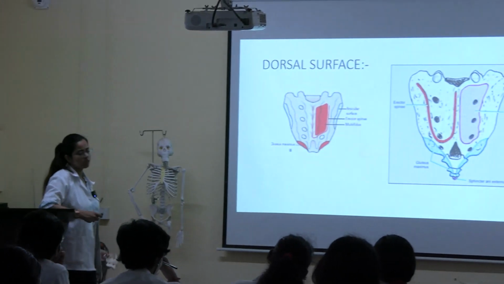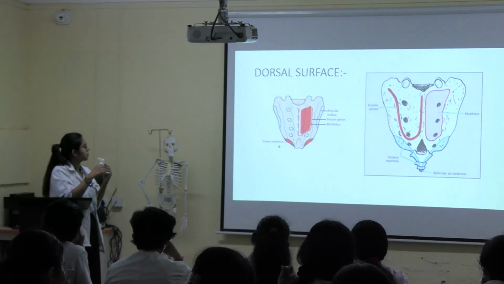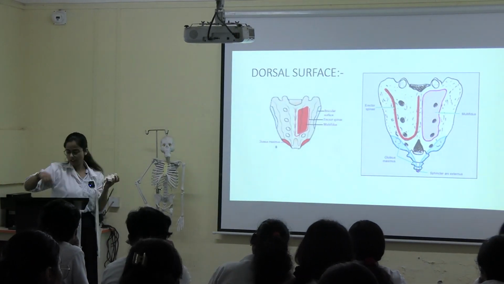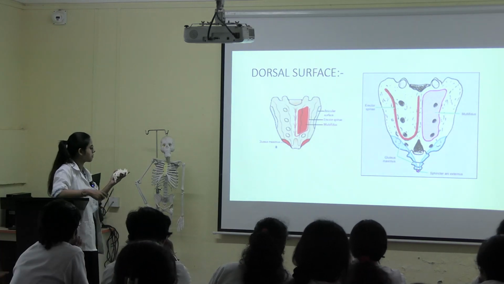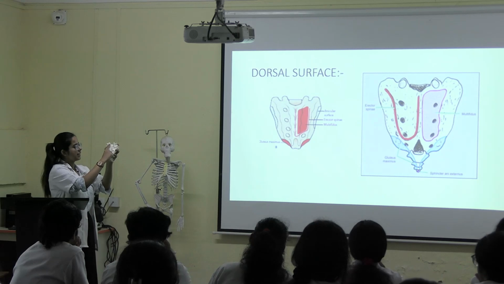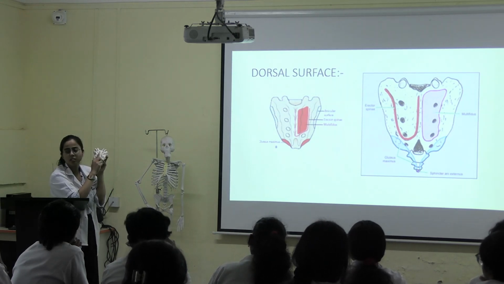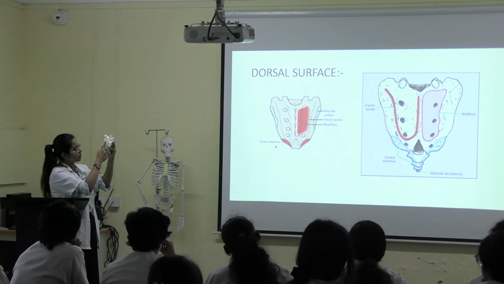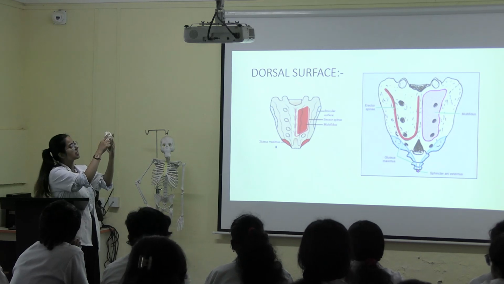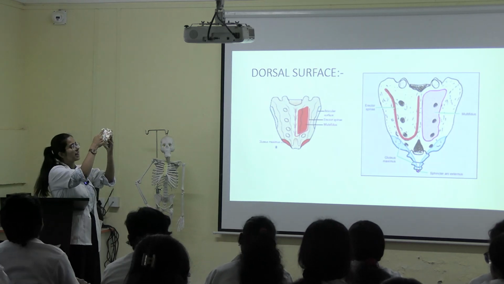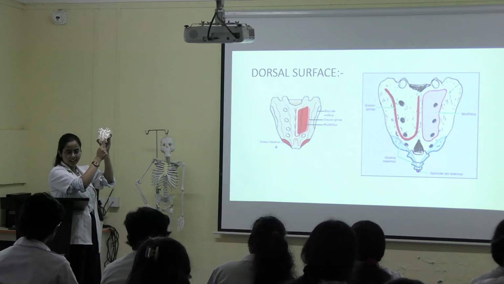Now the dorsal surface. On the dorsal surface we have one muscle which is called the erector spinae. Here you can see the erector spinae muscle. How is this muscle attached? It is attached to the spinous tubercles, and what are these? Transverse tubercles, this is the lateral one. So it is attached from the spinous tubercles to the transverse tubercles. The erector spinae is attached like this.